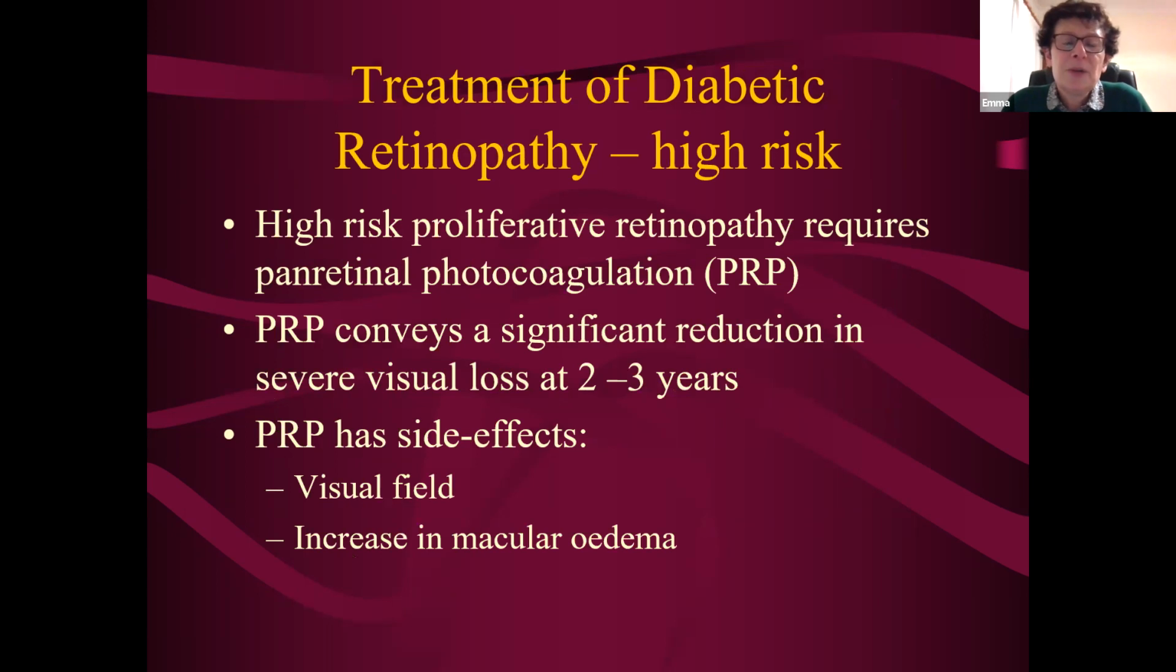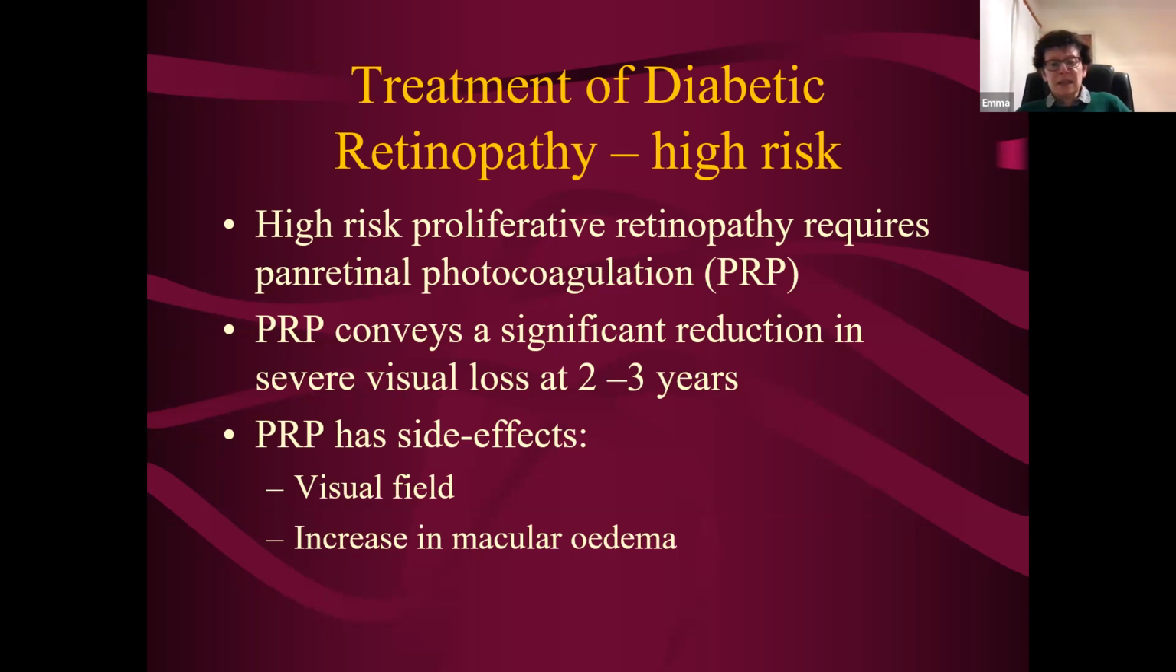So high-risk proliferative retinopathy requires PRP, or pan-retinal photocoagulation. That's the sort of scatterbombing of the retina, the mid-peripheral retina. And what you're trying to do is to reduce the ischemic drive, reduce the drive for producing the VEGF. It does convey a significant reduction in severe visual loss over 2 to 3 years, but it has side effects. Obviously, if you burn the retina, you affect the visual field, and that can affect the driving.